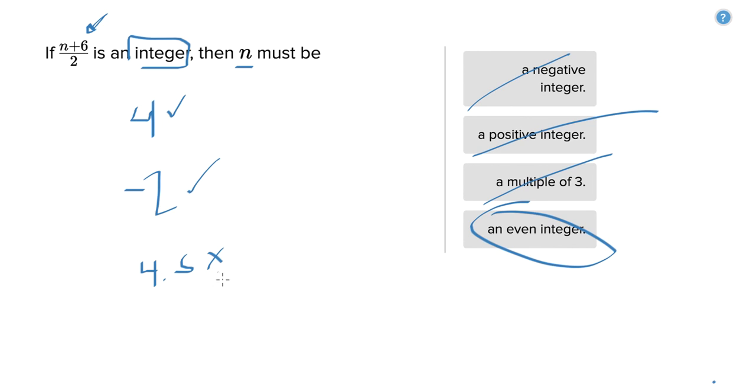An integer is like a whole number, positive or negative, that happens to be real. So for that reason, the answer must be even. It cannot be odd, and D is the correct answer choice.